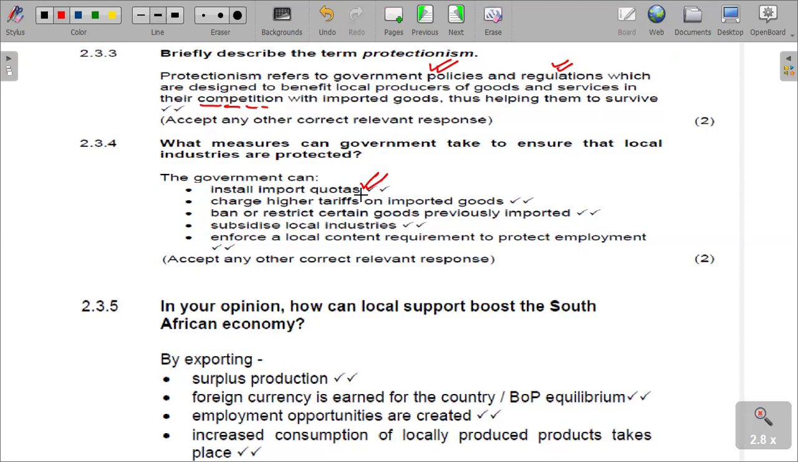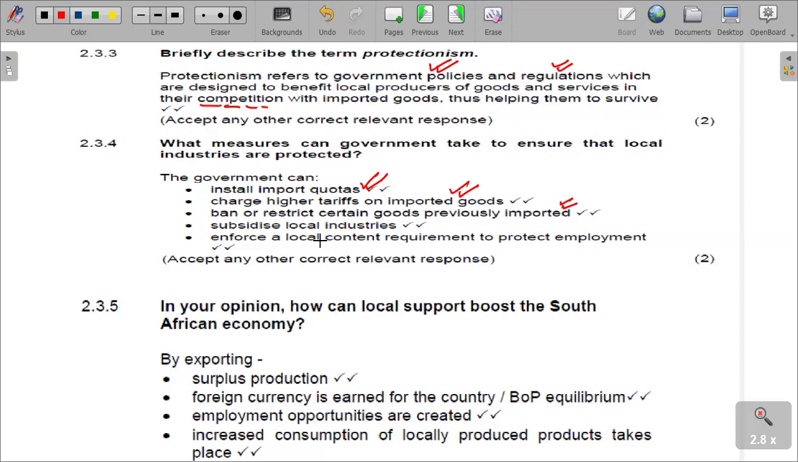They give restrictions such as import quotas, and then charge high tariffs on imported goods. These are charges put in place on imported goods, saying how much money those goods should pay to enter the country. These are measures that discourage the entrance of goods into the country. The government can also ban or restrict certain goods previously imported. Certain goods that were allowed to enter the country can be discouraged by putting strict, serious restrictions on them or banning them.